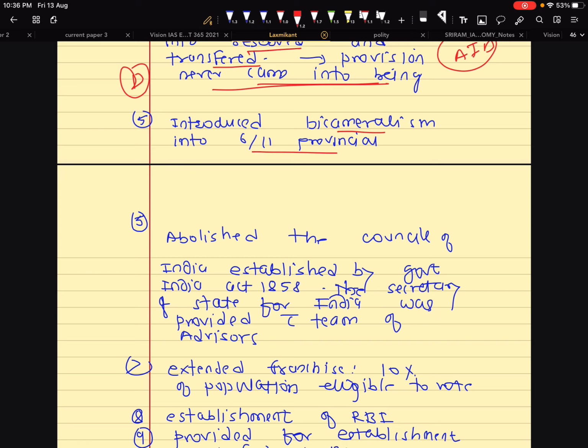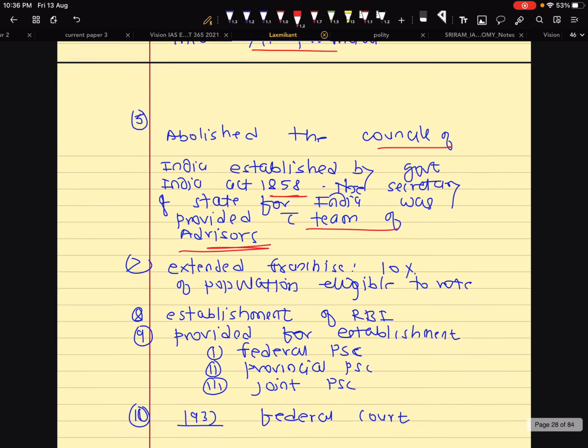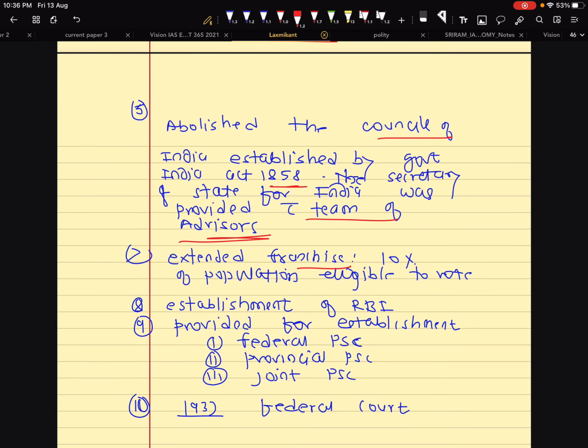established by the Government of India Act 1858. There was a Council of India established by the Act of 1858, which provided the Secretary of State for India with a team of advisors. Remember, this was abolished with this act, the Council of India. Then they extended the franchise. Earlier the franchise was limited under the 1919 Act, but now it was extended to almost 10% of the eligible voters.